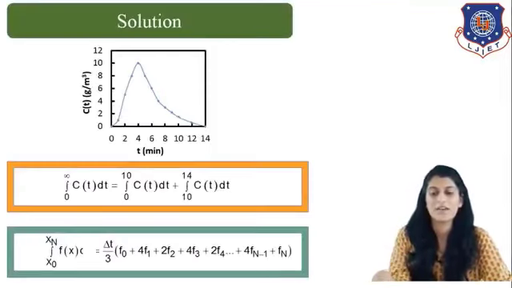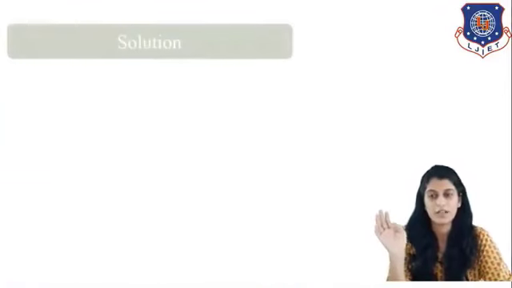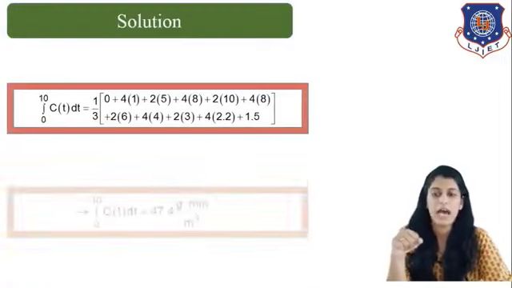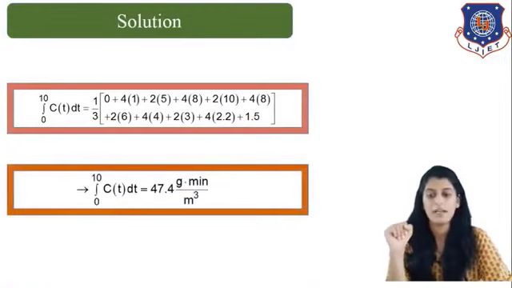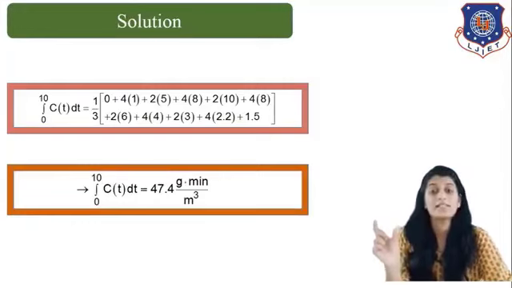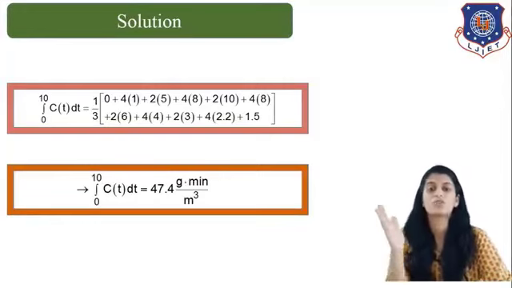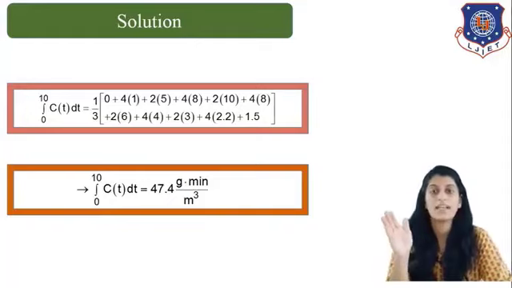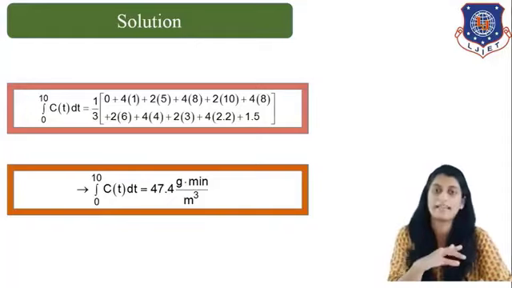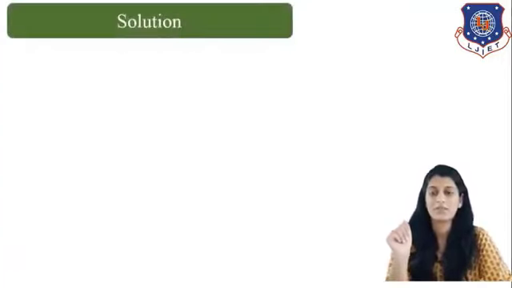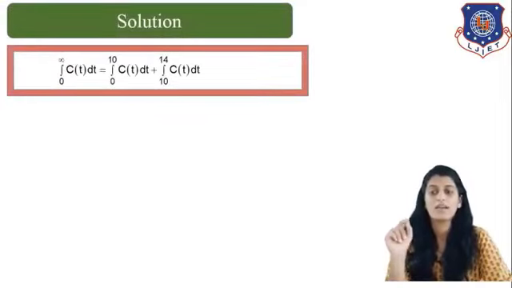If you go back and see, we have just simply used this formula, concentration into time, and then we are just going to do the integration terms, right? So once you do that, you will get this particular value, and this is the final answer, that is 47.4 gram minute per meter cube. This is the area under curve from 0 to 10. We need to calculate area under curve from 10 to 14 also, and then we will combine both the areas. So now in the next section we will calculate area under the curve for 10 to 14.